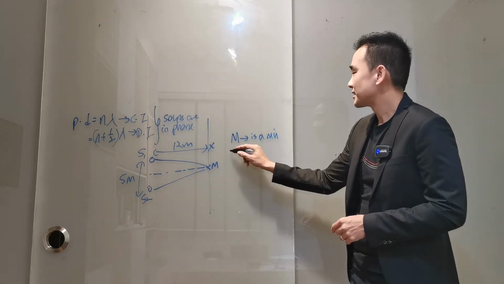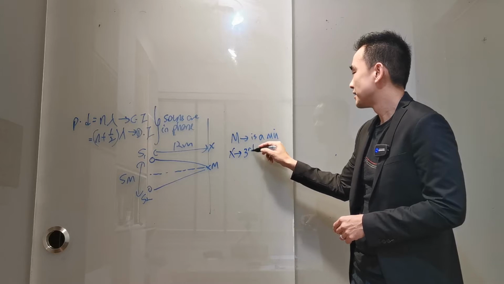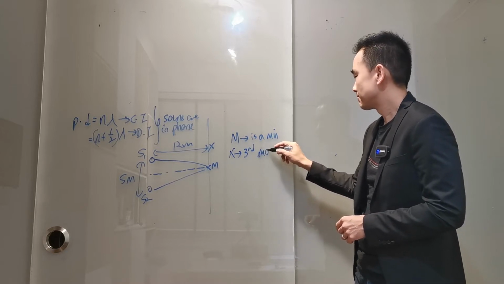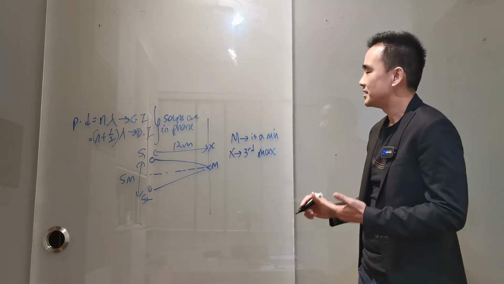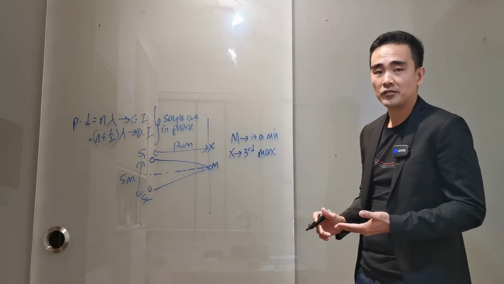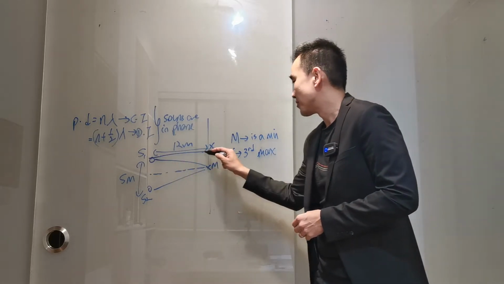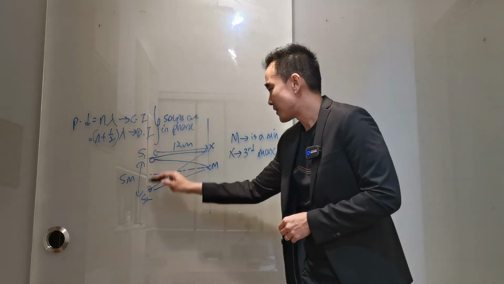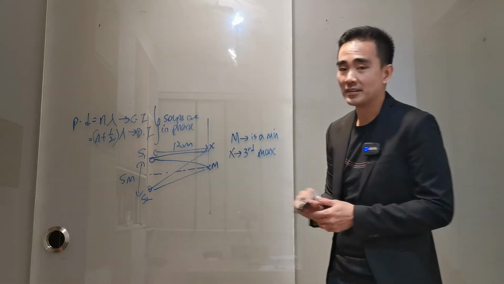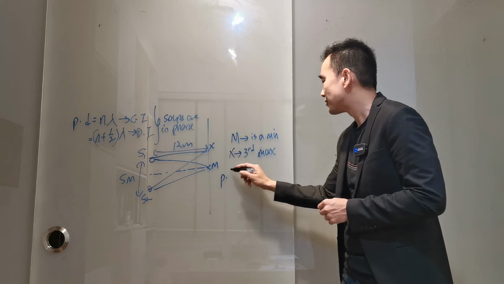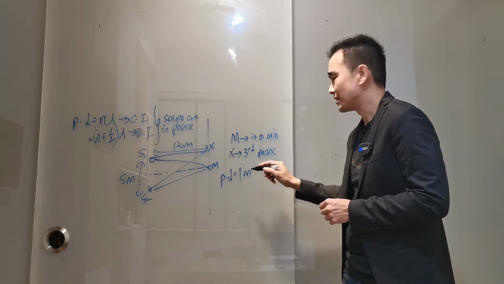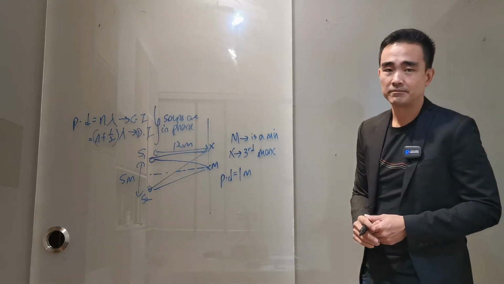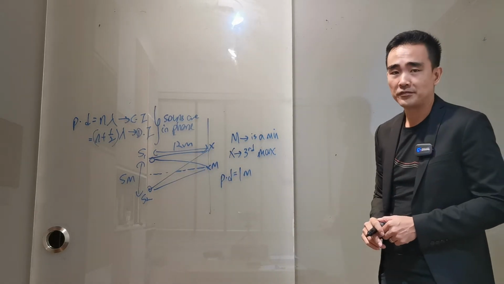So if X is the third maxima, what is the wavelength of this wave? Using Pythagoras theorem, 12 squared plus 5 squared will give you 13 meters. So the path difference is equal to 1 meter. Why so? Because it is 13 meters minus 12 meters, which gives you 1 meter path difference.